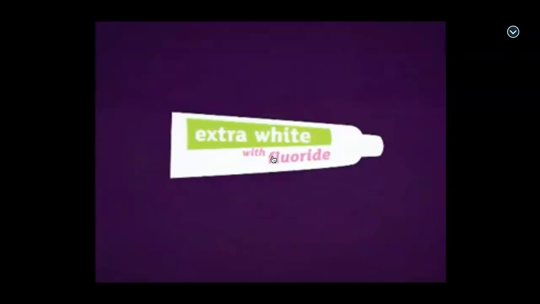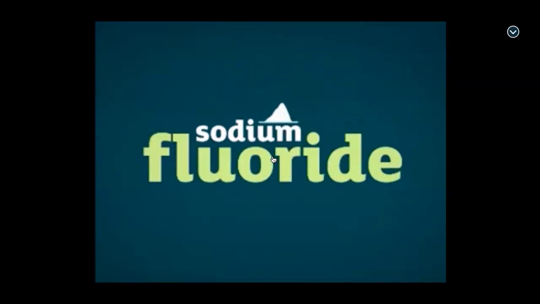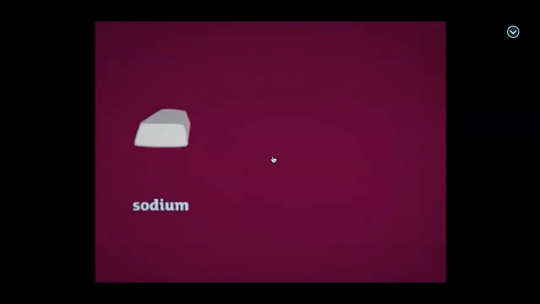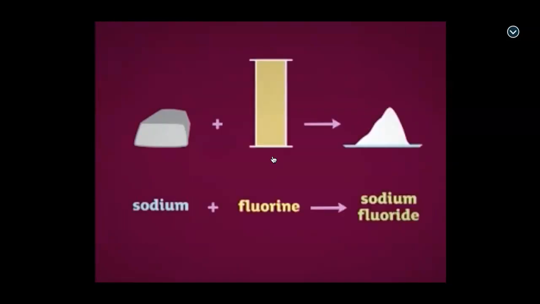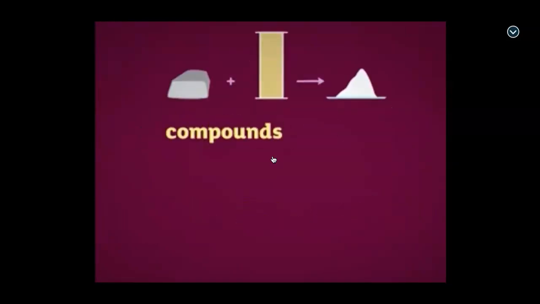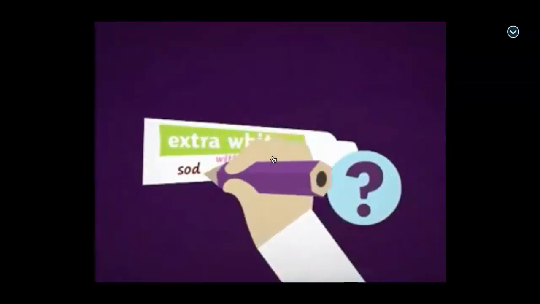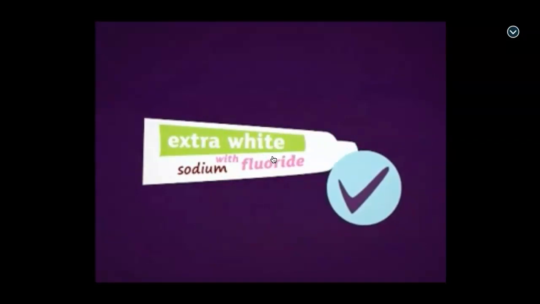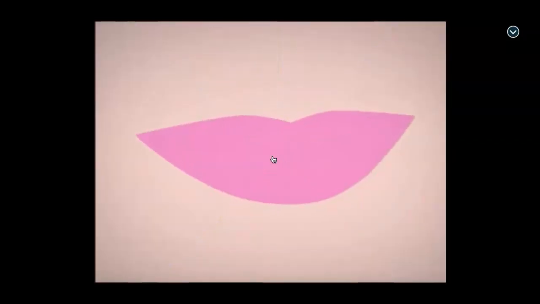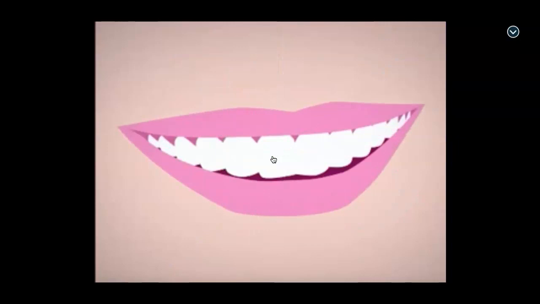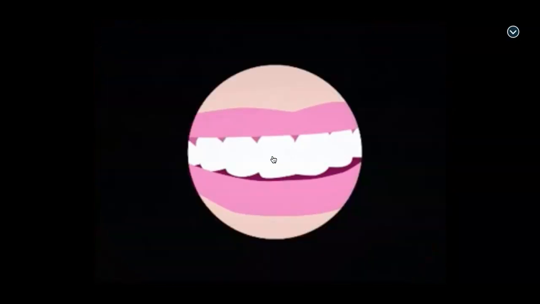So, why is it safe to put fluoride into toothpaste? Toothpaste contains a white solid compound called sodium fluoride. This is made from the elements sodium, a soft metal, and fluorine, a yellow poisonous gas. But compounds have different properties to the elements they contain. So sodium fluoride is safe and is put into toothpaste because our bodies need it to make strong, decay-resistant teeth.